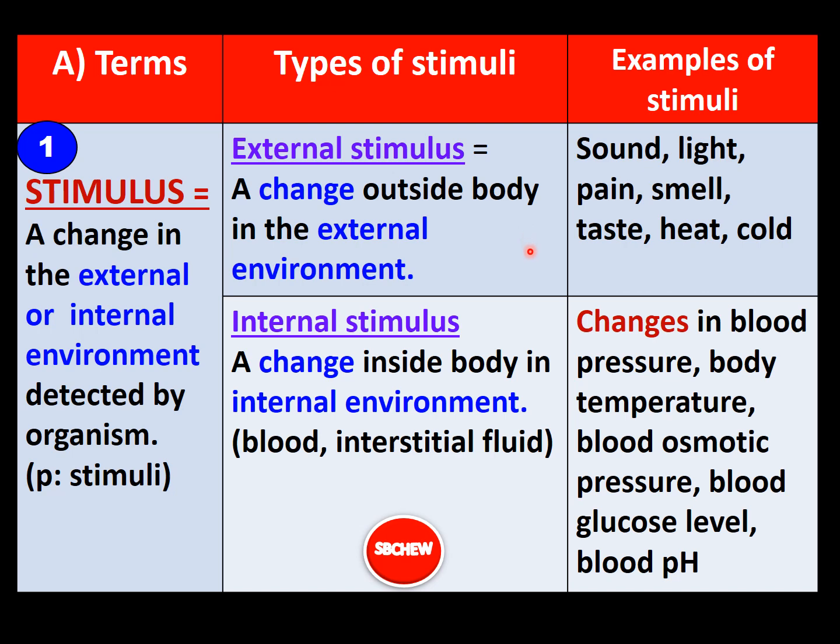The external environment. Now for internal environment, what are the internal stimulus? Changes in blood pressure, body temperature, blood osmotic pressure, blood glucose level, and blood pH. These are all stimuli, okay, to our body cells. The changes, not just the blood pressure, it must be the changes. Okay, so be able to give examples of the different stimuli, external stimuli and internal stimuli.